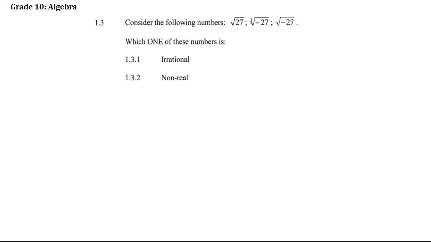Okay, 1.3. Consider the following numbers: root 27, the third root of minus 27, the square root of minus 27. Which one of these numbers is irrational and non-real?